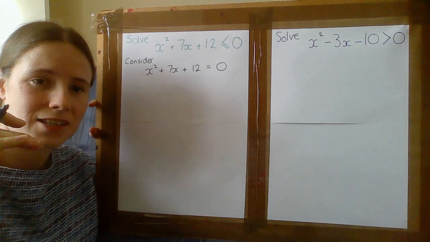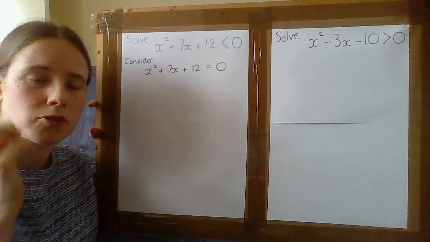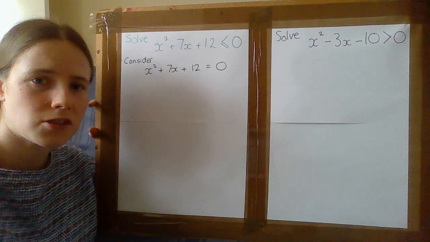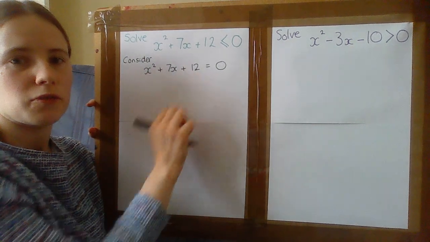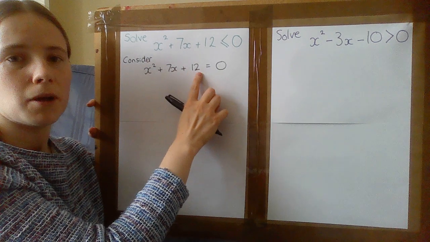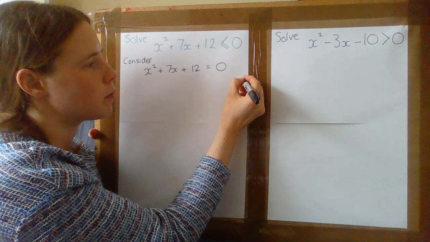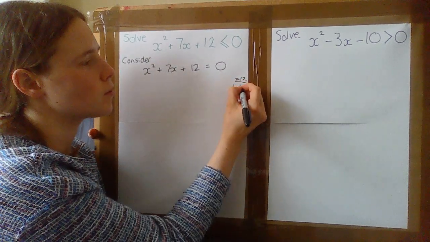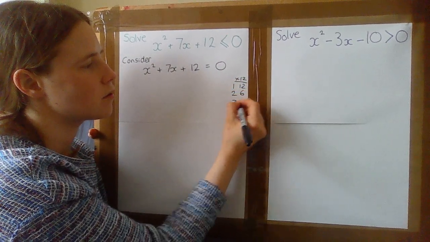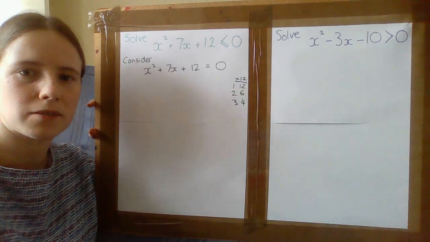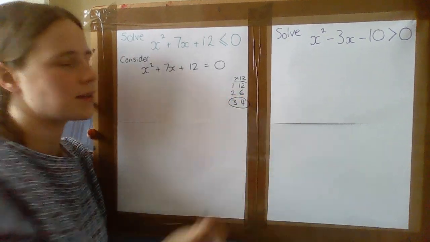Because then you start with the easiest one if it's possible and go through to the quadratic formula if it's not. So, to factorise, I need to find a pair of numbers that multiplies to 12 and adds to make 7. If you find it hard to come up with them, you can list them. So 1 and 12, 2 and 6, 3 and 4. Those are all the factor pairs of 12. 3 and 4 add to make 7.